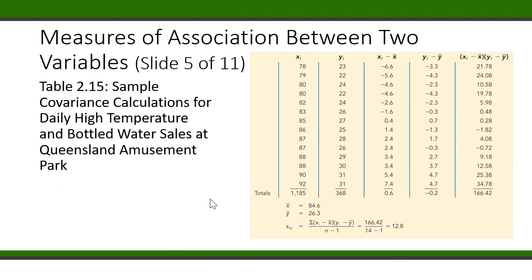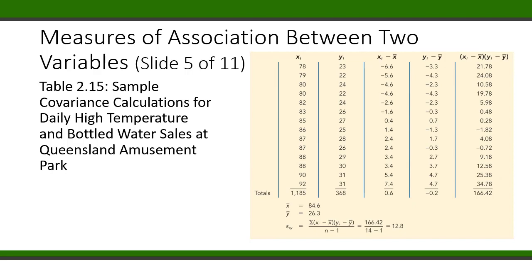So here, using that data from our book, we can see we've got data set X and data set Y. We'll then calculate the differences and then multiply them. We sum all those up, and that's where this 166.42 is, divided by n minus 1. So that's 13, which equals 12.8. This is a positive number, so that's a positive relationship between these two variables, that is, high temperature and the sales of bottled water.